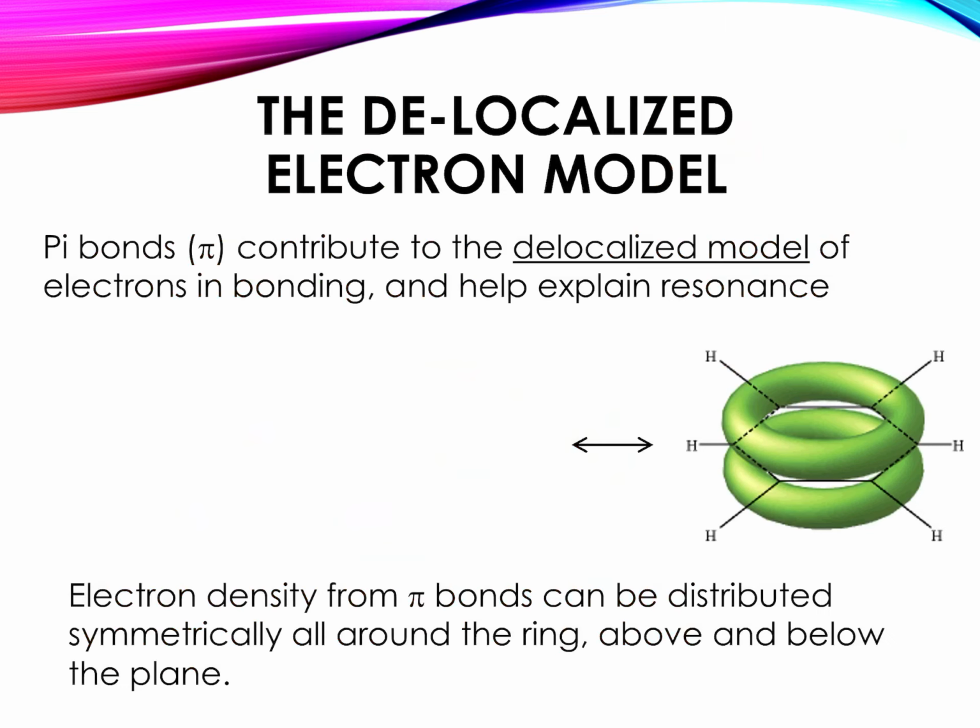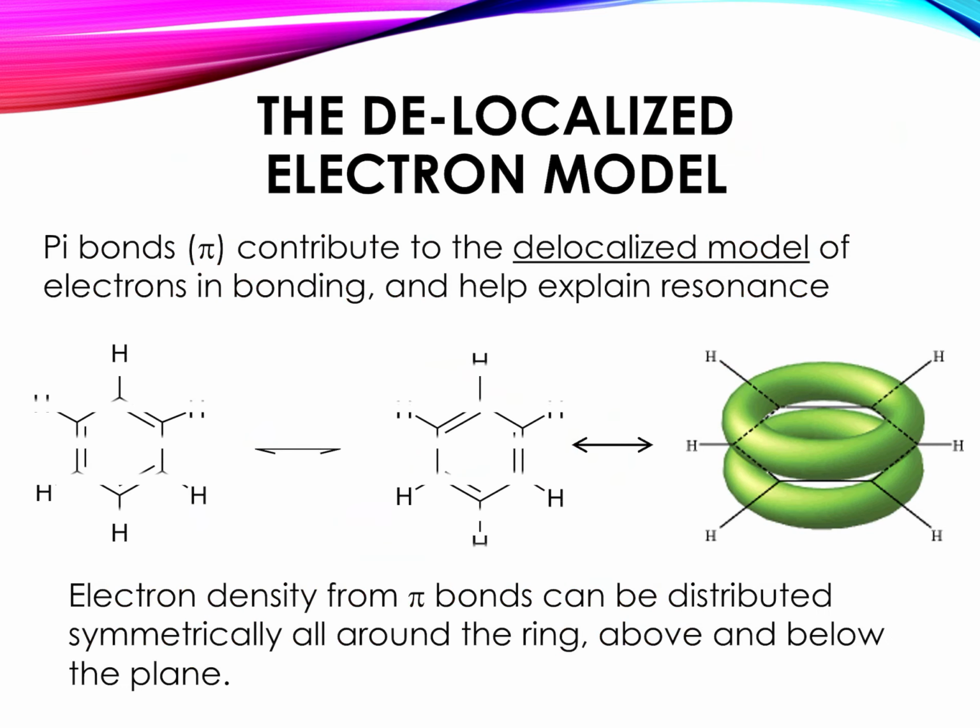So just one last topic. This is our last slide. So we can have these structures, and I know we're not super familiar with this, but these are all carbons that look like this, and this is benzene. And so benzene can have 2 different resonance structures.